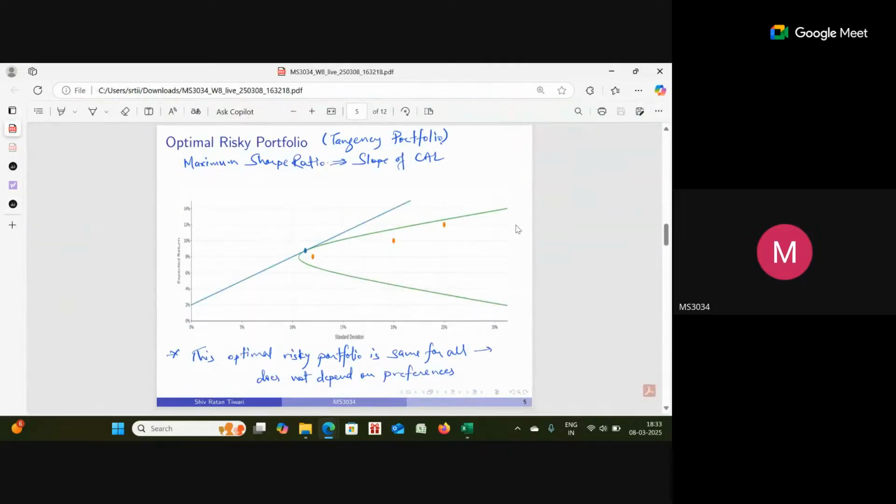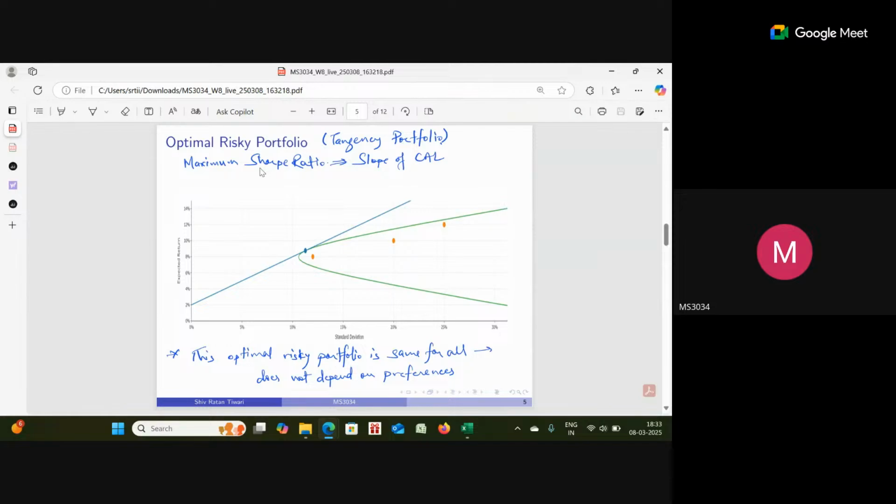So I want to find the optimal risky portfolio, and which will that be? That will be the one which gives me the highest Sharpe ratio. And how do we measure Sharpe ratio? Sharpe ratio is the slope of the capital allocation line. Why maximum Sharpe ratio? As I discussed previously, Sharpe ratio is the measure of reward against volatility. Volatility is a measure of risk and reward is the measure of return.